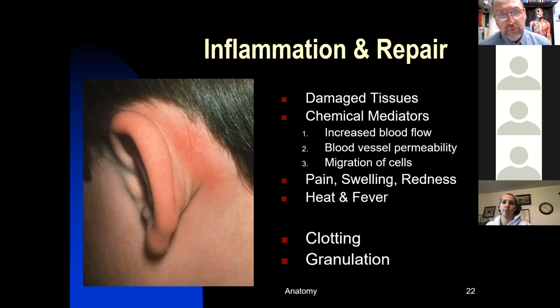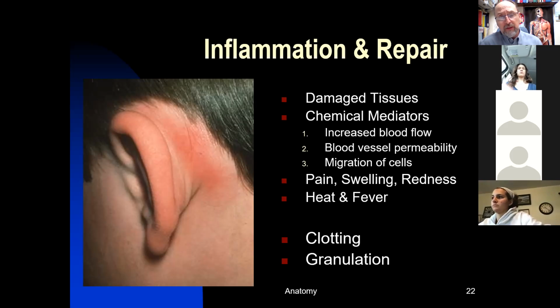This is really the first part of regeneration. The leaking of materials into the tissue will cause clotting. You'll get fibrocytes that will come in and start producing fibers there if there's damage, and that will repair things.